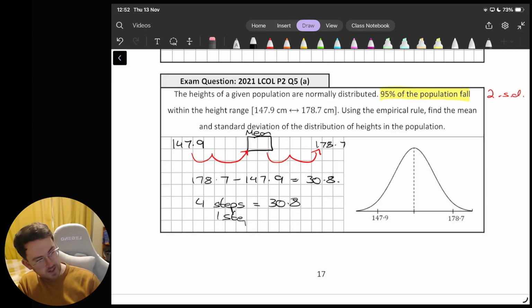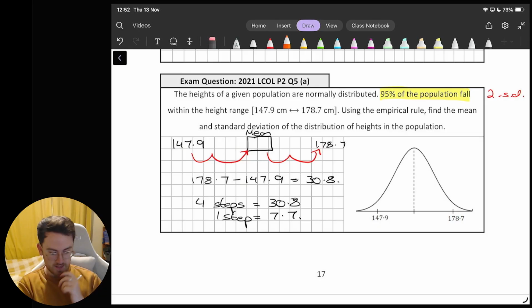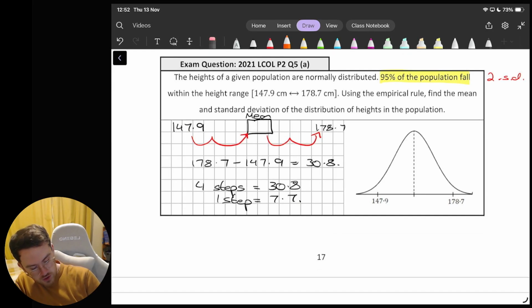So 1 step then is 7.7. And we can test it out for ourselves, going up 2 rounds of that 7.7 brings us to the mean. We don't know what the mean is, and then the 2 more, checking that that does bring us right up to the top value that we want. Let's calculate what we would need here. So going up 2 rounds of 7.7 here to bring me to my mean value is 163.3. So to answer their questions fully, the mean is 163.3 and the standard deviation is 7.7.